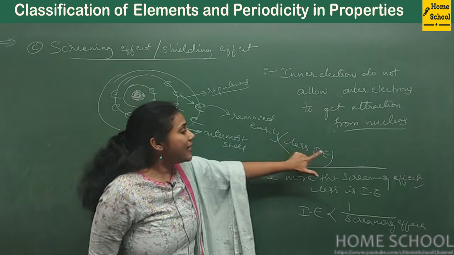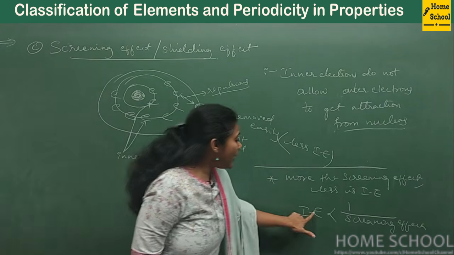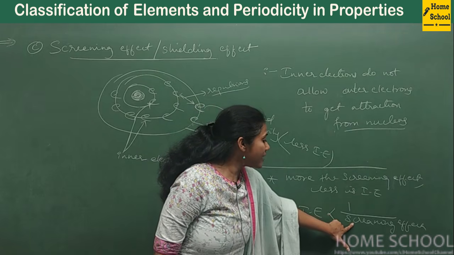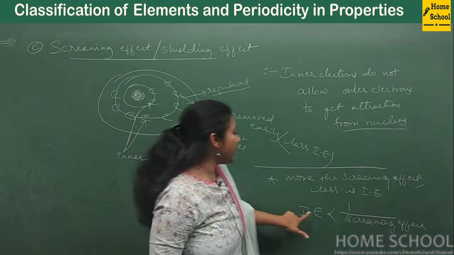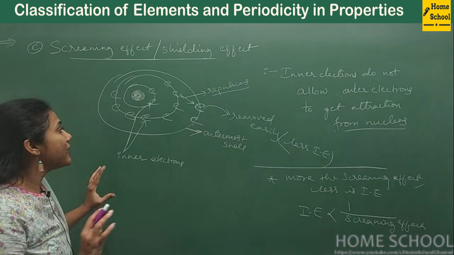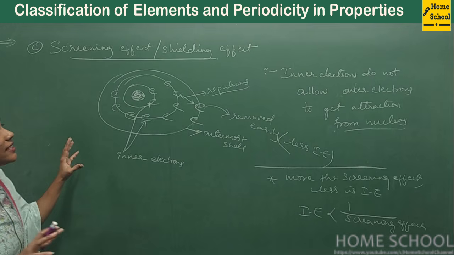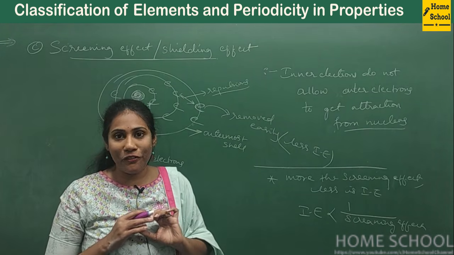So you know what? Less ionization enthalpy. Okay, so ionization enthalpy is always inversely proportional to screening effect. More the screening effect, lesser will be the ionization enthalpy. Okay, so this is how our ionization enthalpy also depends on screening effect.